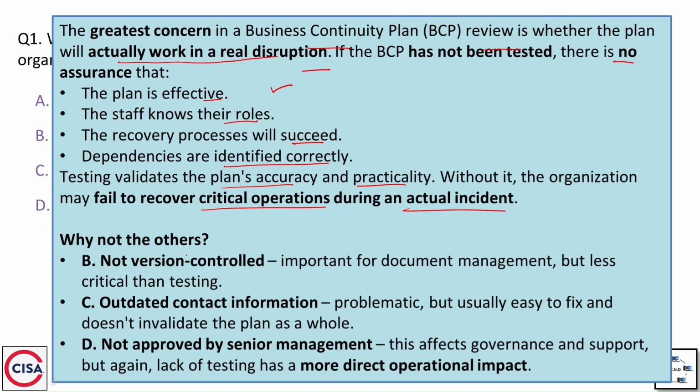Why not the other options? Option B, not version controlled, is important for document management but less critical than testing. Option C, outdated contact information, is problematic but usually easy to fix and does not invalidate the plan as a whole. And option D, not approved by senior management, affects governance and support, but again, lack of testing has a more direct operational effect.